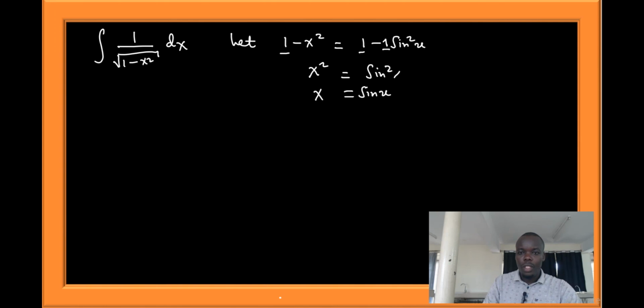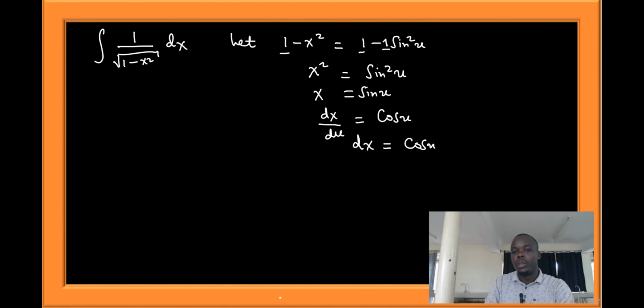From this level, we need something that we are going to differentiate. We're going to differentiate with respect to u. That means dx over du is going to be cos of u, and that means dx becomes cos of u du. Now at that point, we can go back and do the substitution.